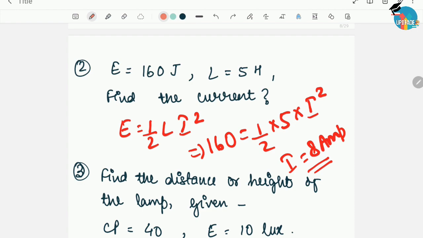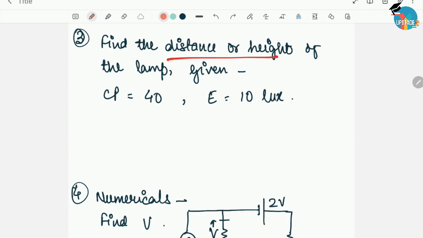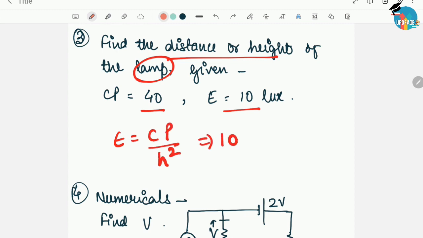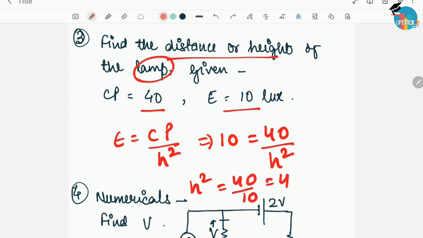Next question asked was, find the distance or the height of the lamp given is the candle power as 40 and E is 10 lux. The formula for this is E is equals to candle power upon height square. So here it is 10 is equals to candle power given is 40 and we have to find the height. So H square is equals to 40 by 10, that is 4, and H is equals to 2 meters. So the correct answer is 2 meters.